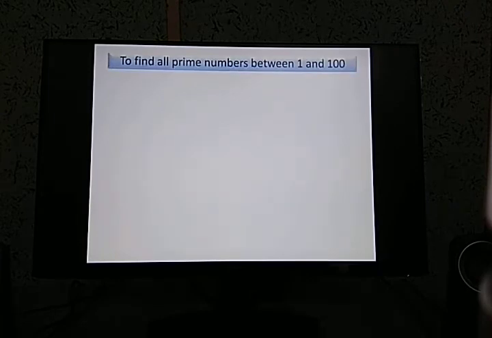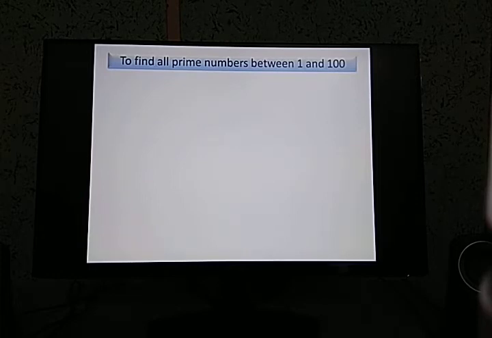Clear? Now moving on to find all prime numbers between 1 and 100. Yes, how do we find the prime numbers between 1 and 100? Now one thing is that we can check it by the trial and error method. We can check for ourselves whether it is a prime or not, whether it fits according to the definition of a prime or composite number. We have to check it in that way.